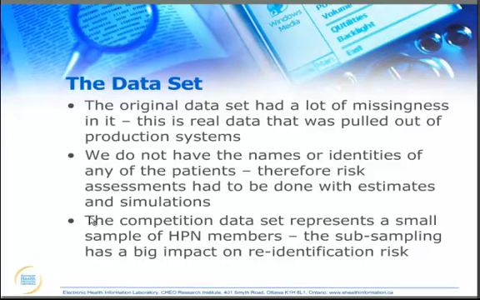The other thing to mention about the data set is we did very little cleaning of the data. The intention was to allow the creation of models that would work on real data sets, because at the end of the day, a model that would be constructed would have to operate effectively on real data that comes out of production systems.